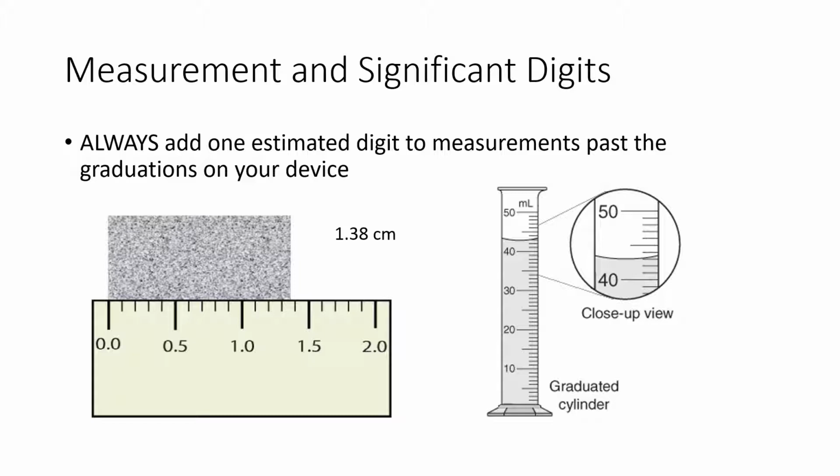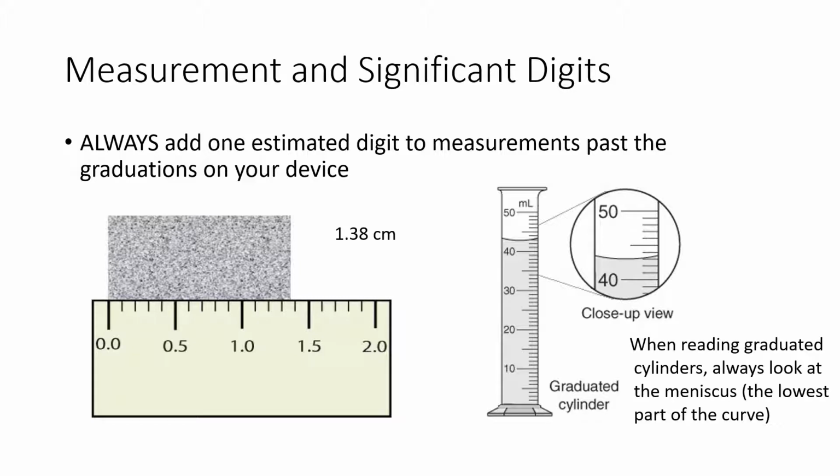Look at the graduated cylinder on the right. You can even look at the zoomed in part. Remember, whenever you're reading graduated cylinders, you always want to look at the meniscus, which is the lowest part of the curve. The individual marks on the graduated cylinder are measurements of 1 milliliter. The meniscus, the lowest part, is relatively close to 43, but we want to say that it's pretty much on the money. So it would be recorded to 43.0 milliliters. And yet again, always record a unit when looking at your devices.